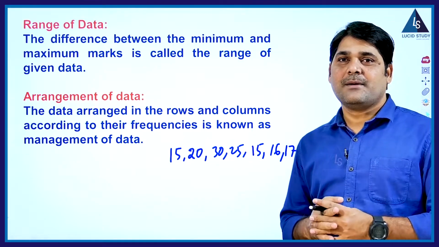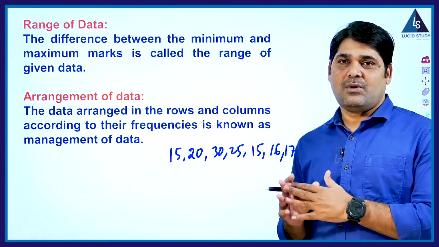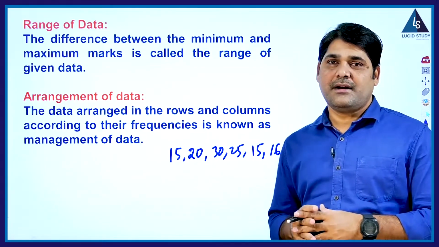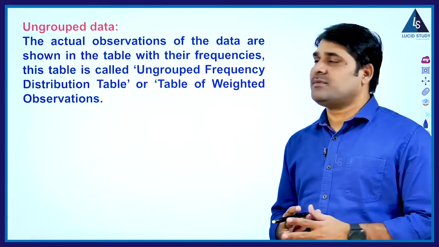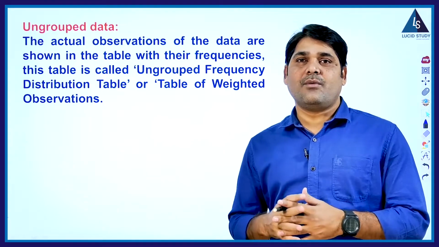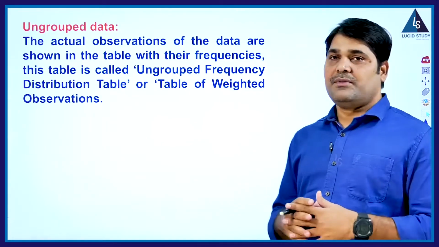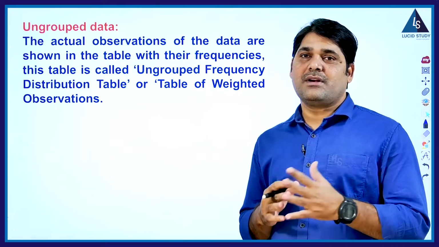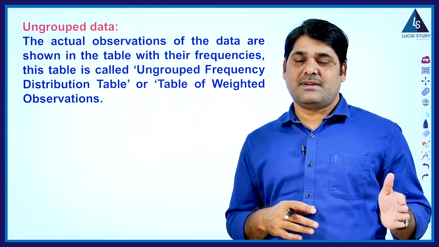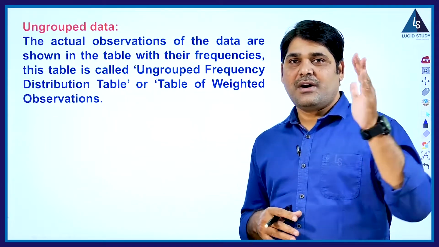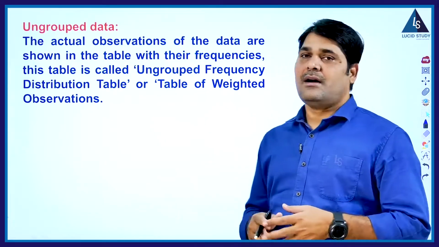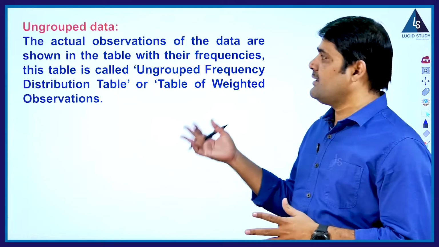Arranging data is nothing but arranging the data in some rows and columns, or in tables we can see. So let us see how to arrange the data. See, arranging the data is of two types. One is ungrouped data, second one is grouped data. Suppose in your class 15 marks scored by 2 people, 16 marks scored by 3 people, 17 marks scored by 5 people. Like this, if you are writing marks and their frequencies in a table, then that is said to be ungrouped data. Okay, let us see what is the exact definition.